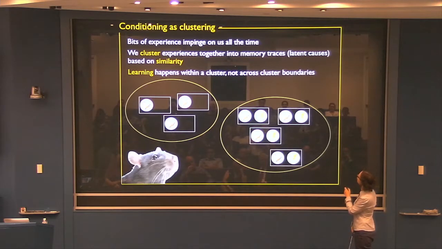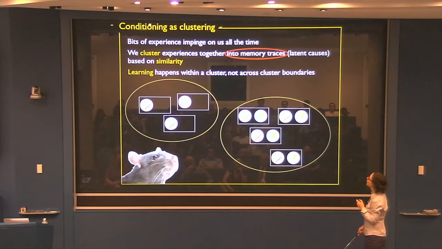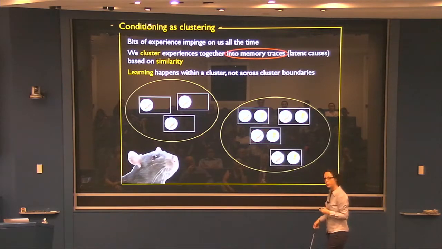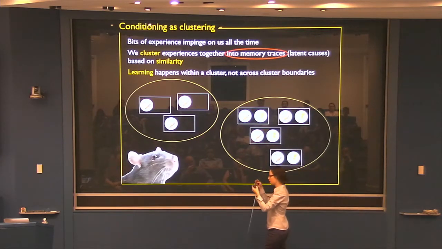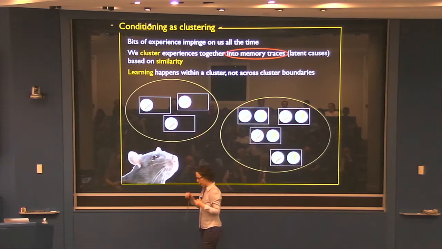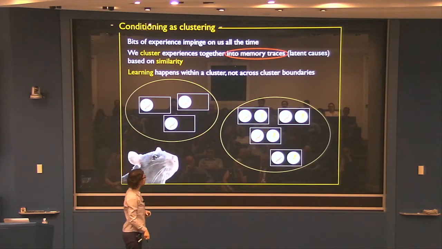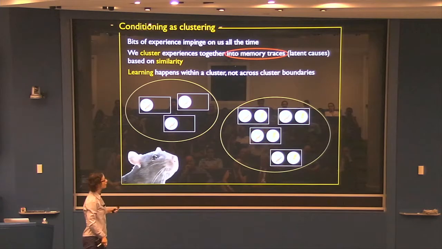So there's one part here that I threw in, but I haven't shown you yet, which is this idea that this has something to do with memory traces, that we cluster these experiences together in our memory traces in the brain. So the second experiment that I want to show you tests that directly.